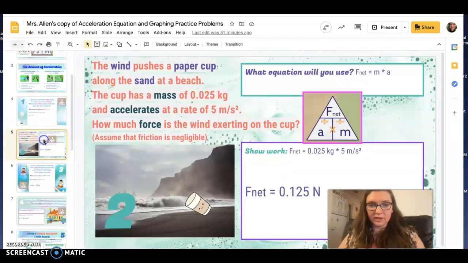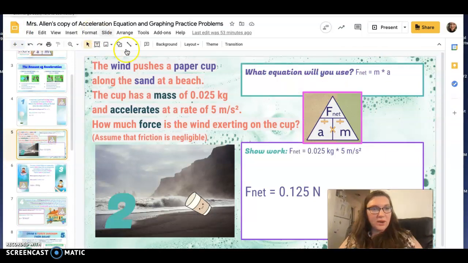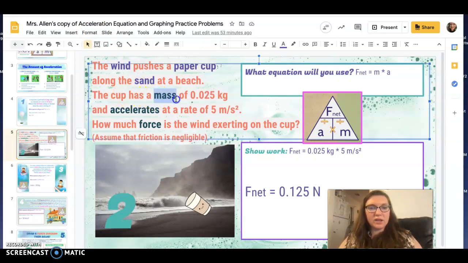Okay, so here we go on to number 2. The wind pushes a paper cup along the sand at a beach. The cup has a mass of 0.025 kilograms and accelerates at a rate of 5 meters per second squared. So how much force is the wind exerting on the cup?